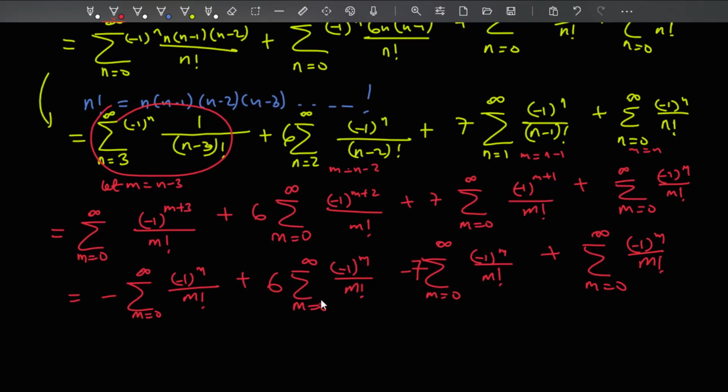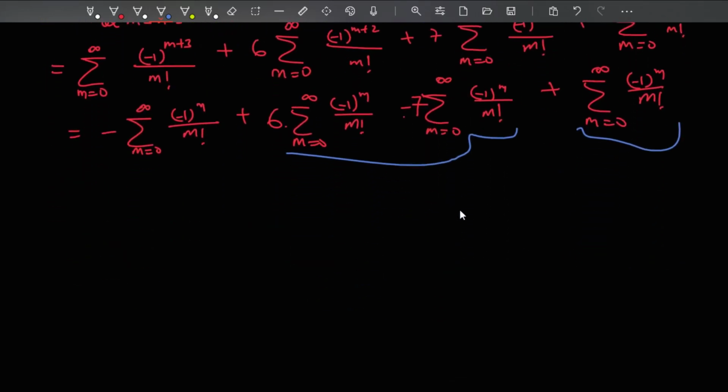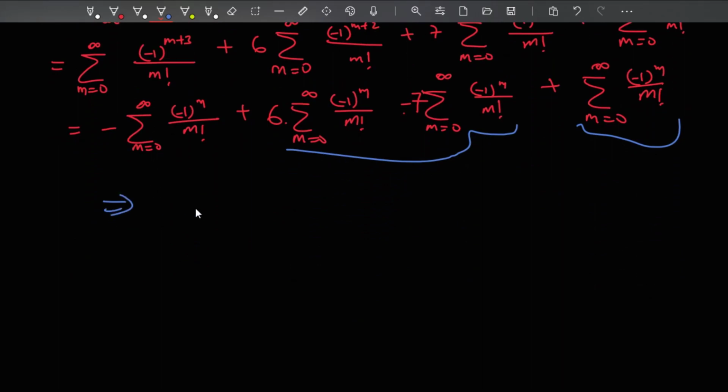If you can see this, 6 minus 7 is negative 1. So this is negative 1, and then this here is positive 1. So all this is going to be 0. So I just end up with negative the summation from m equals 0 to infinity of negative 1 to the power m divided by m!.